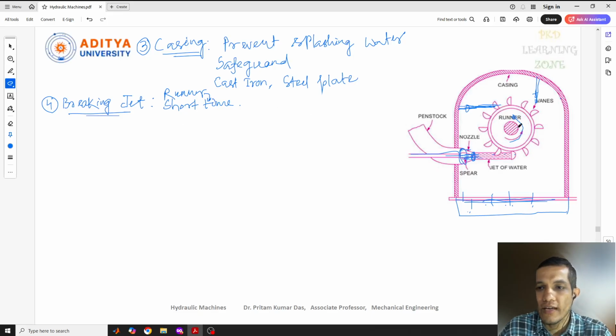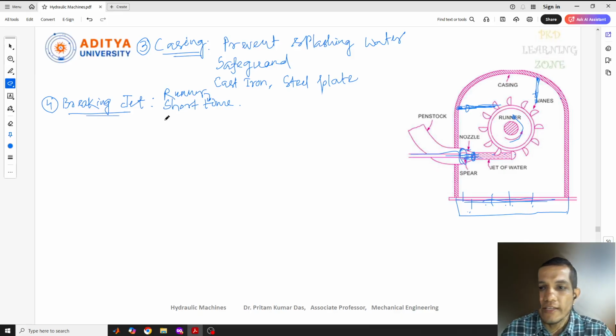To stop the runner in a short period of time, or immediately, a jet is provided here. A small nozzle is fitted here to give an impact on the runner, so the runner stops rotating.